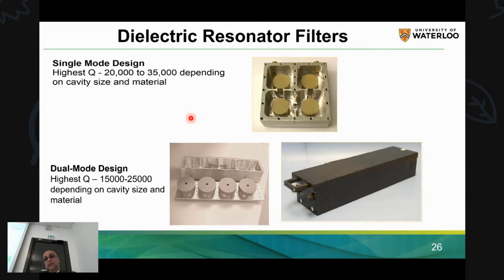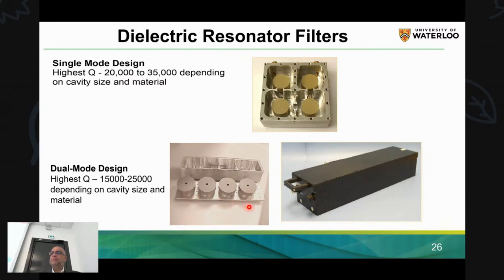And still, I have never seen a dielectric resonator filter without tuning screws. I've seen some wideband waveguide filters without tuning screws, but for dielectric resonators you definitely need tuning screws. So this filter is just single mode, but this is another filter.